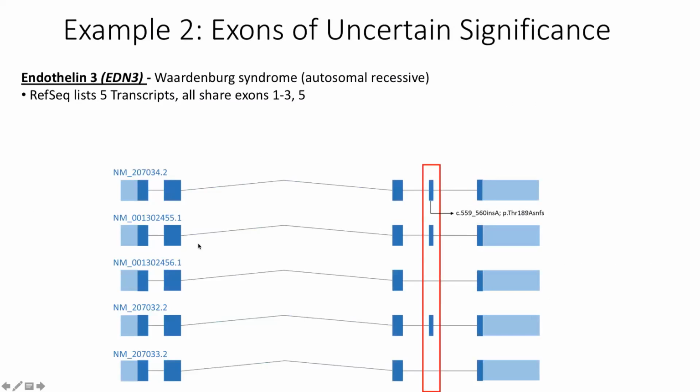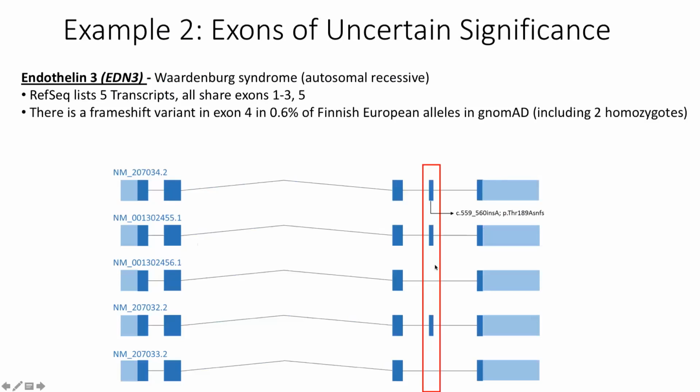All of these share exons 1 to 3 here. Light blue is non-coding and blue is coding. And also exon 5. However, exon 4 is not present in all of the transcripts, and that's boxed in red. There's actually a frame shift variant in this exon in 0.6% of Finnish European alleles in gnomAD, including 2 homozygotes. So in theory, those individuals would have Waardenburg syndrome, which is a pretty rare syndrome. And when we looked in GTEx, it predicted that this exon is actually spliced out where endothelin 3 is expressed.